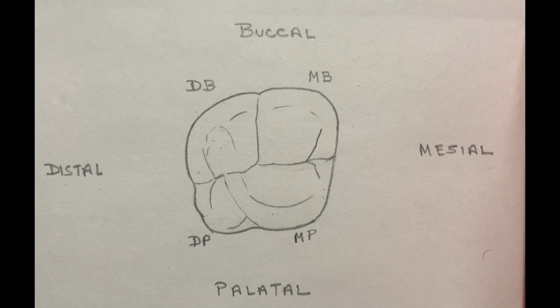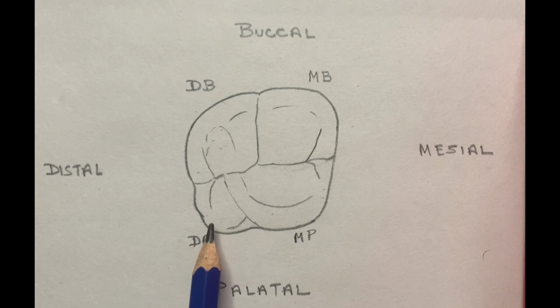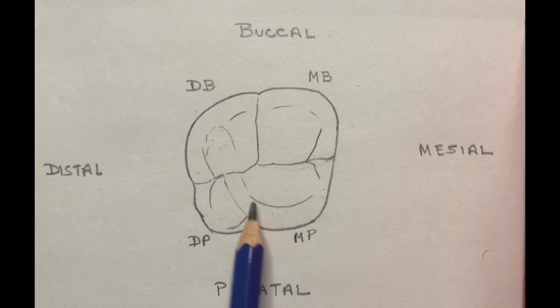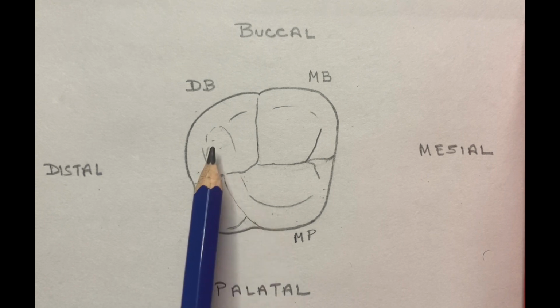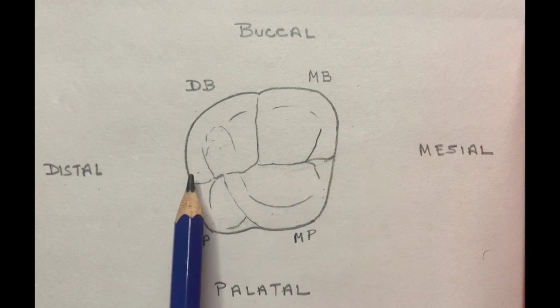To begin with, we need to make ourselves a little familiar with the occlusal anatomy of the maxillary molar. There are 4 cusps. The largest is mesiopalatal, then mesiobuccal, distobuccal, and smallest is distopalatal cusp. There is the oblique ridge running from the mesiopalatal to the distobuccal cusp. Then there are 2 marginal ridges, the mesial marginal ridge and the distal marginal ridge.